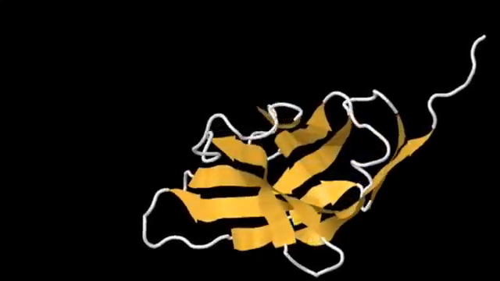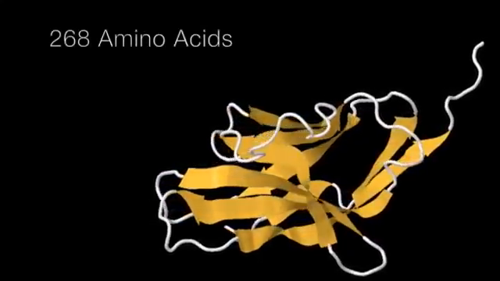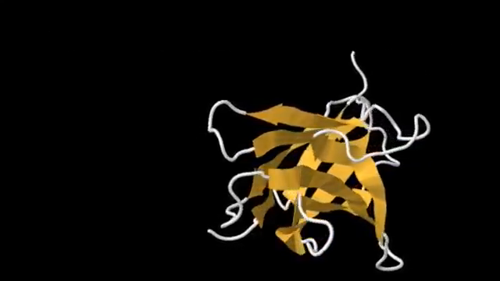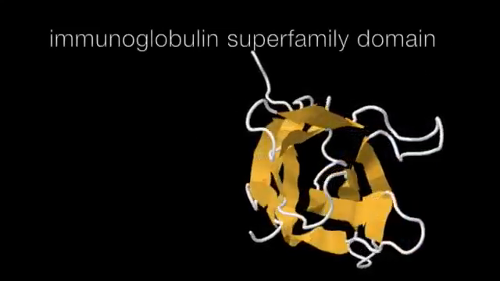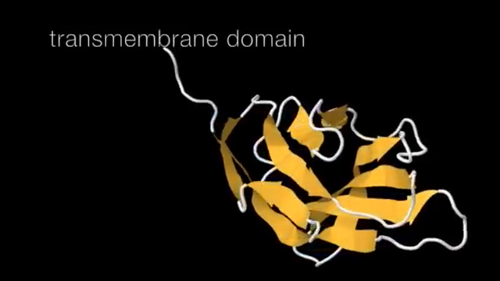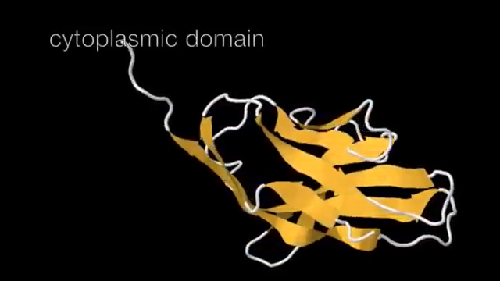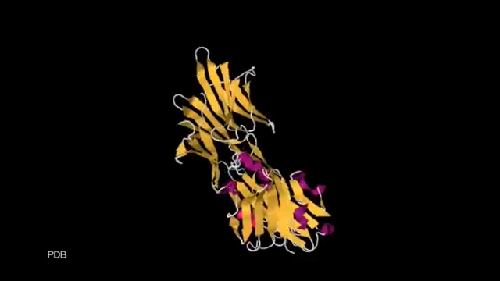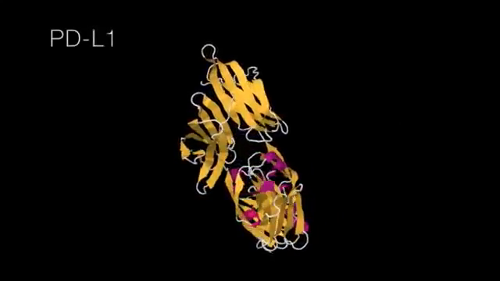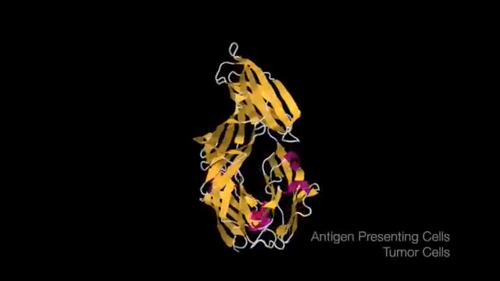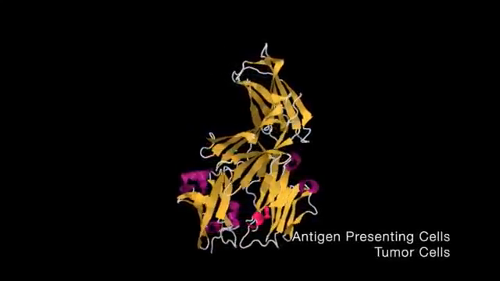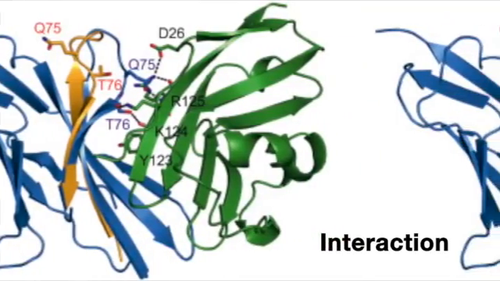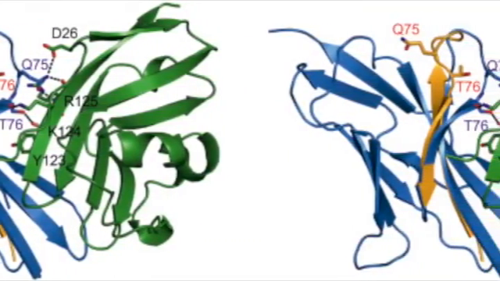The whole PD-1 receptor is a 268 amino acid monomeric type 1 surface glycoprotein consisting of a single V-set immunoglobulin superfamily domain attached to a transmembrane domain and a cytoplasmic domain, with two tyrosine-based signaling motifs. PD-L1 is a ligand both constitutively and inducibly expressed on antigen-presenting and tumor cells. PD-L1 is believed to interact with PD-1 in a highly localized region of the receptor.